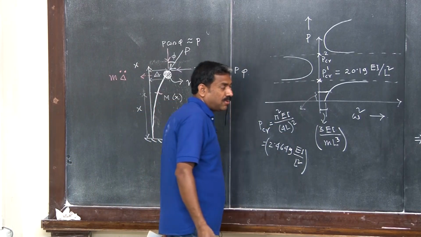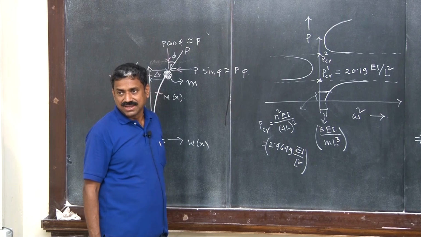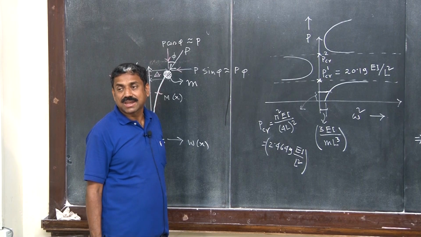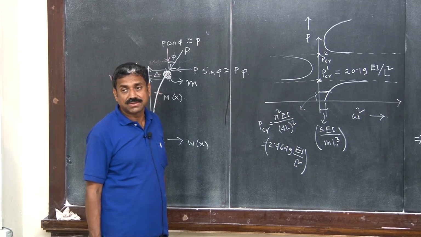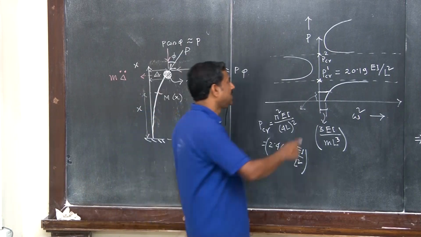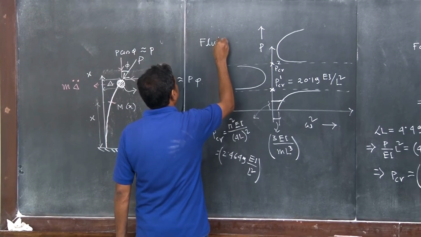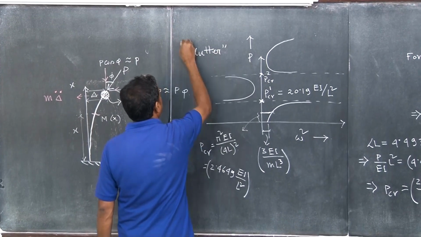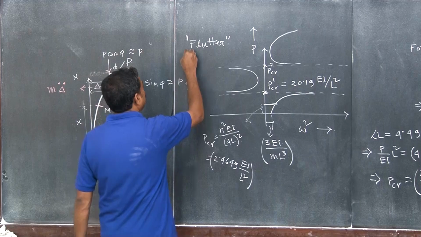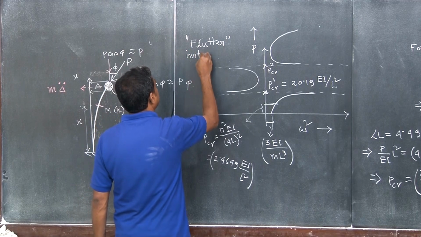Now, of course, when omega square goes to infinity, it cannot vibrate, right? So this kind of instability is called flutter. This kind of dynamic instability is called flutter instability. So flutter is a dynamic instability.